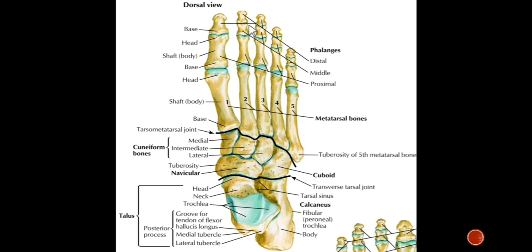Three phalanges for each finger and two phalanges for the big toe, the proximal and distal. These ones are proximal, middle, and distal for each finger. So you can have a good insight from this picture about the dorsal view of the bones of the foot.